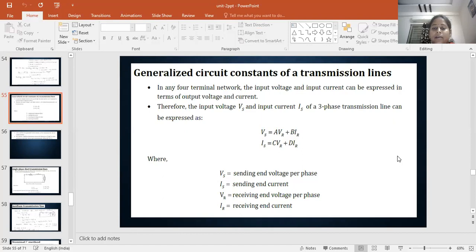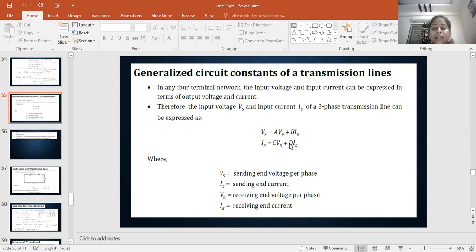We can express the input voltage and current in terms of the output voltage and current. These are the equations: Vs equals A into Vr plus B into IR, and Is equals C into Vr plus D into IR. Vs and Is are the input voltage and current, that is the sending end voltage and current, and Vr and IR are the receiving end, that is the output voltage and current.